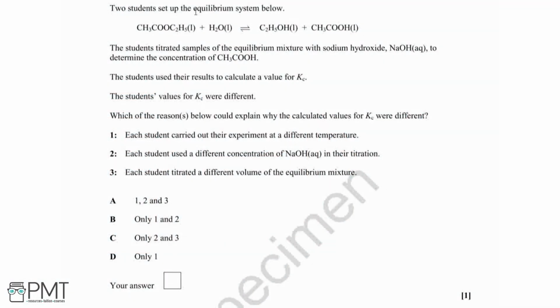Two students set up the equilibrium system shown below. The students then titrated samples of the equilibrium mixture with sodium hydroxide in order to determine the concentration of the ethanoic acid. These results were then used to calculate a value for Kc, but they got different values for Kc each. Which of the reasons below could explain why the values for Kc were different?